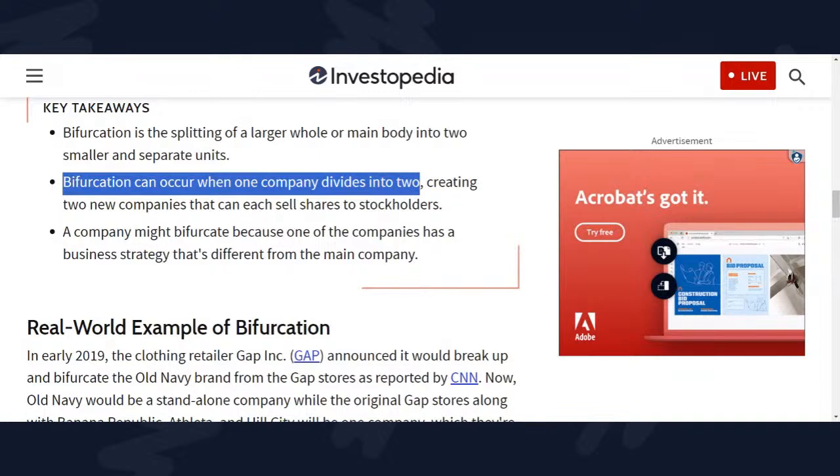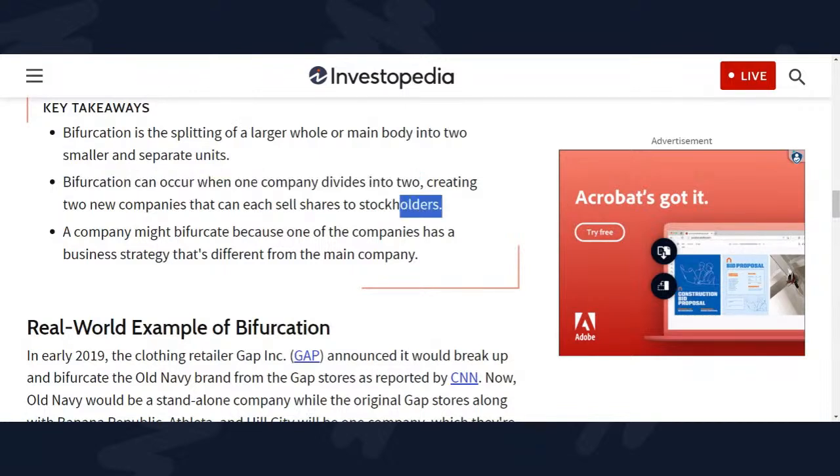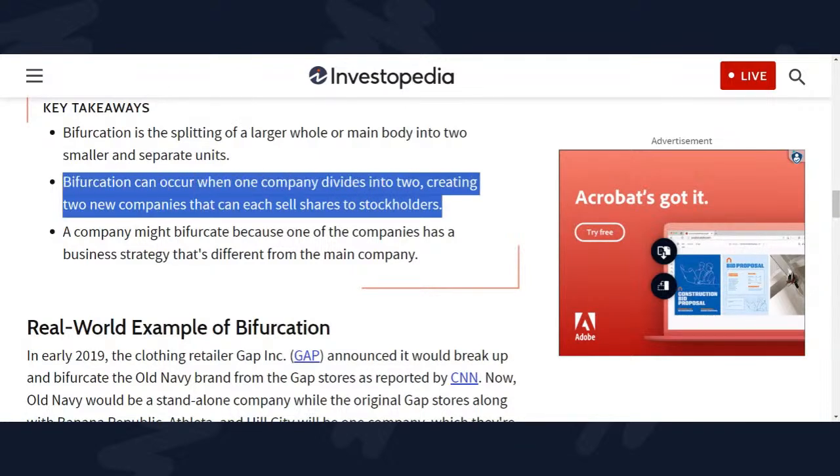Creating 2 new companies that can each sell shares to stockholders. So they get a marriage license before that, showing that when they give birth, they will sell that share. And that's exactly what they do at the hospital. They do so without a financial statement of intent, and therefore do not get their share in the cut.